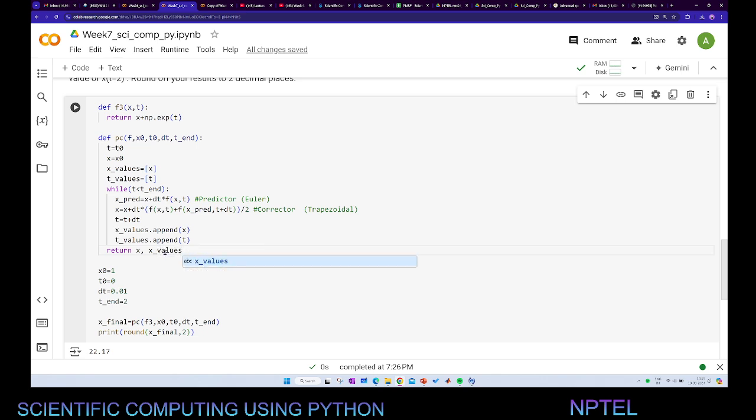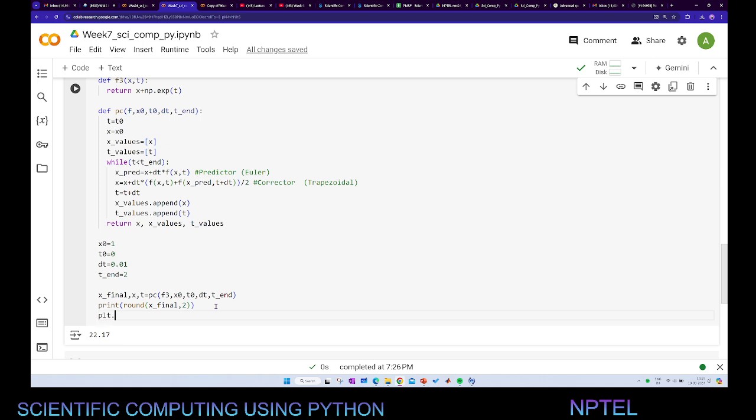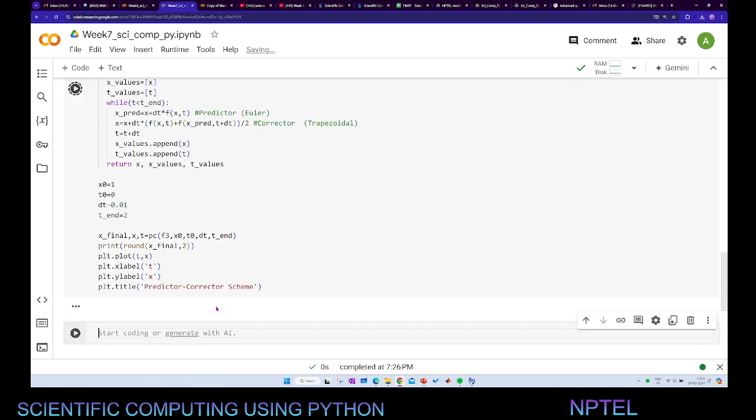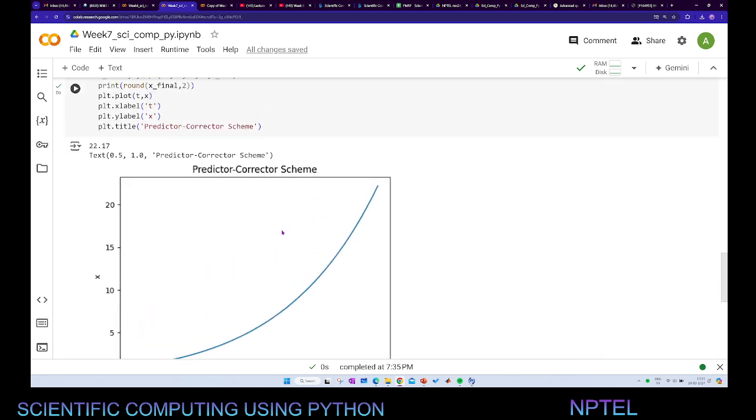x values, comma, t values, and then we need to access all these three. So we say x final, which is the final value of x, right? The way we have defined, and then let's call x values as x, so the entire vector, and t values as t. Then we can plot here plt dot plot t comma x. So we need to label, sure, why not? Okay, so we see this kind of exponential thing.